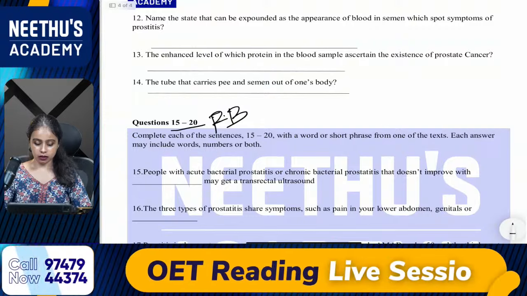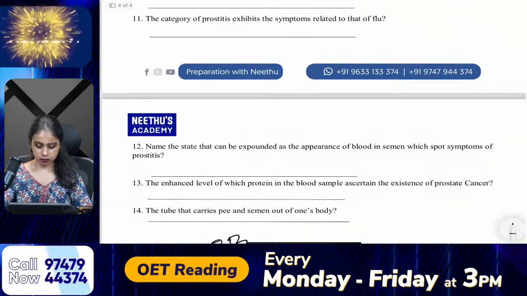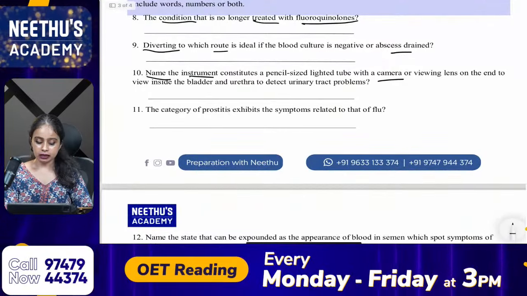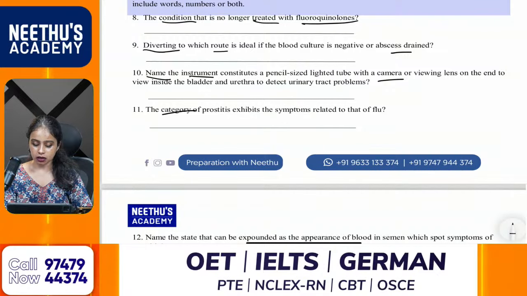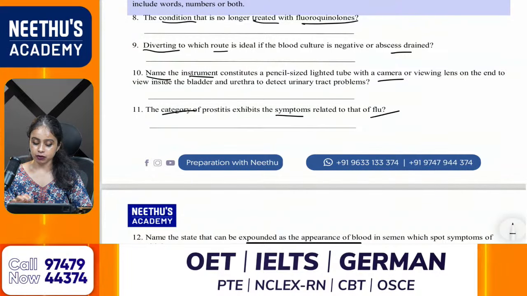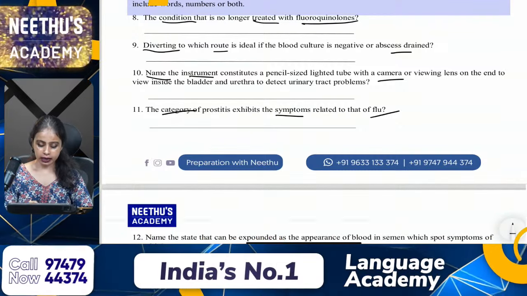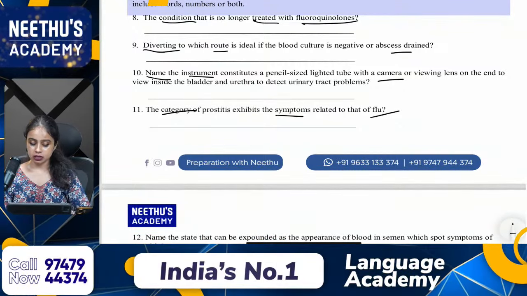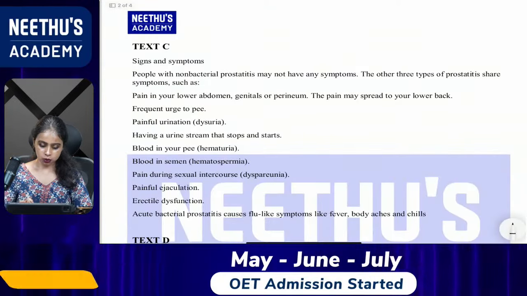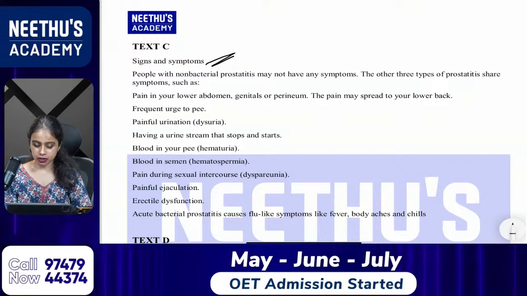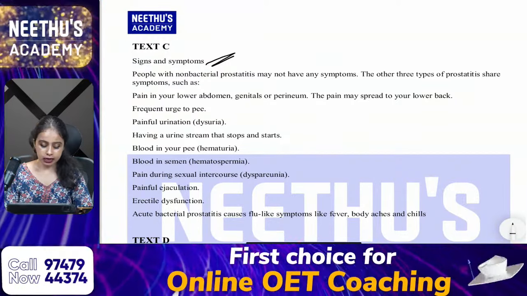Okay, then next one, 11th one. The category of prostatitis that exhibits the symptoms related to that of flu. What is the category? Category of prostatitis that displays the symptoms related to that of flu. So which is related to signs and symptoms, right? So which category? It is the last one.